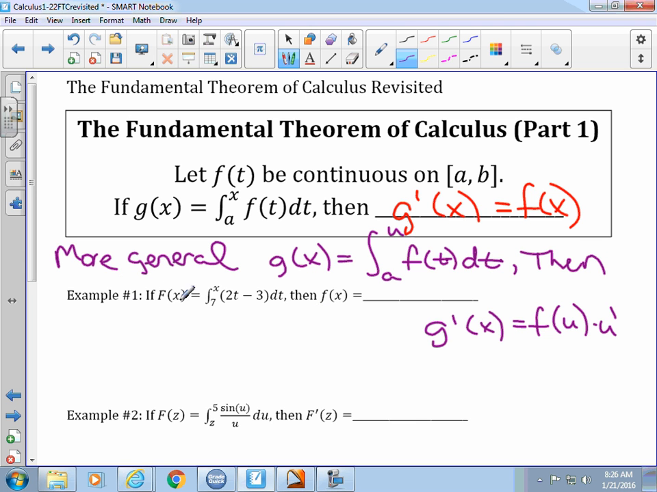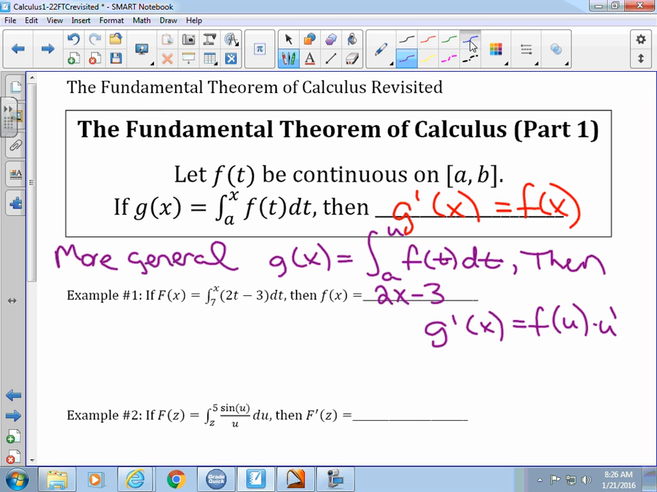The capital F is the antiderivative, right? So what would lowercase f be in relation to its antiderivative? Its derivative. So the derivative of this is what? 2x minus 3. No work.